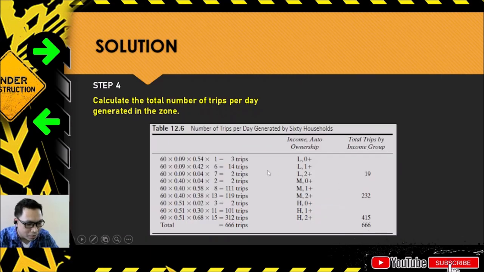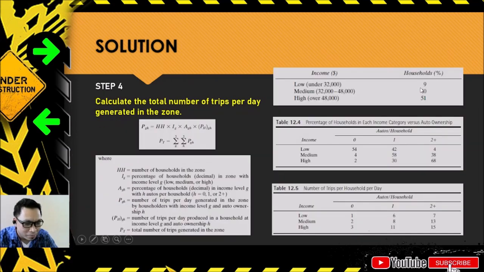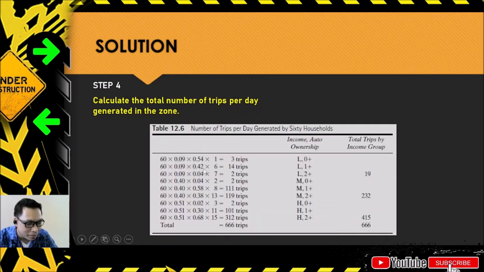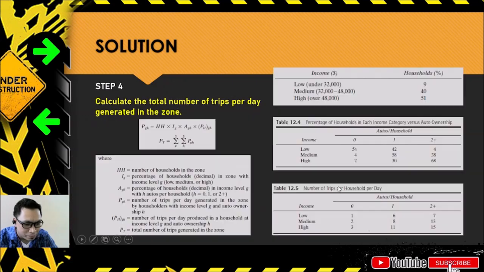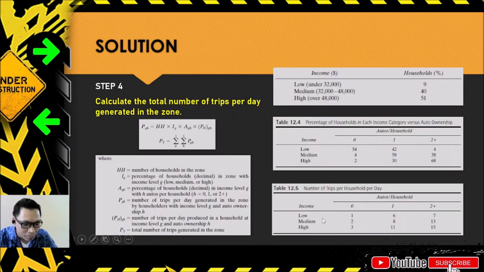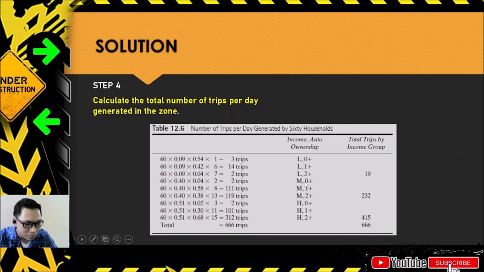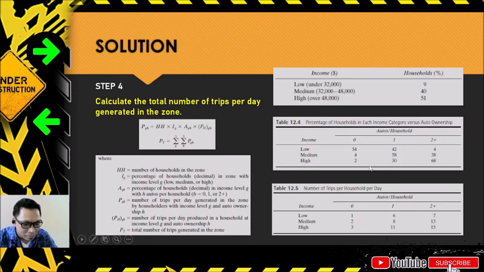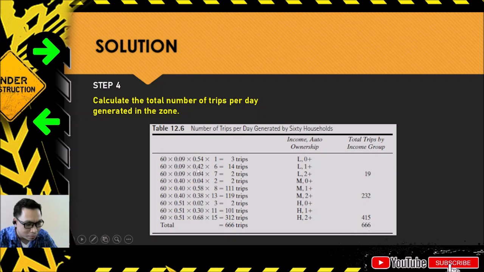Okay, so on the next, we have low income and 1 auto ownership. So we have 60 multiplied by 0.9, because it is low. Multiplied by 0.9, and this one is for 1 auto, so we have 0.42 times 6. It is all low, so we have 167. So 167. Then we have 0.54, 0.42, 0.04. Then we have again for low, 0.9.